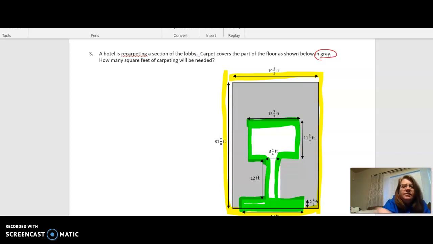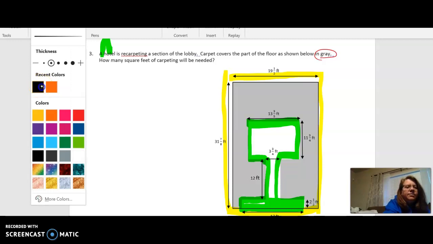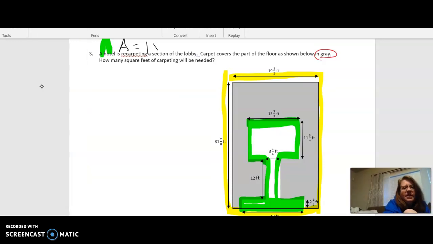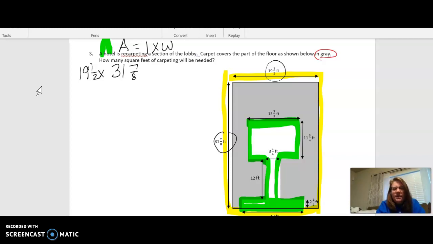So area equals length times width, right? In this case, let's take a look at our length, and we have 19.5 times our width, which is, big numbers, 31 7/8. First of all, that is a really big number to have to deal with. We're going to have to make those into improper fractions, so we're going to have to do some multiplying. Not that bad. So let's start with going mad, remember? We're going to multiply these two.